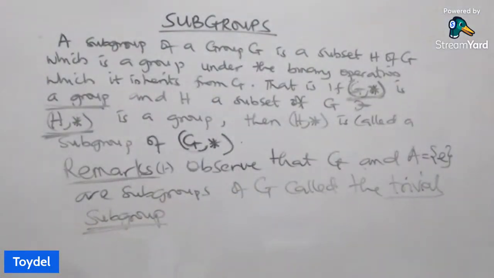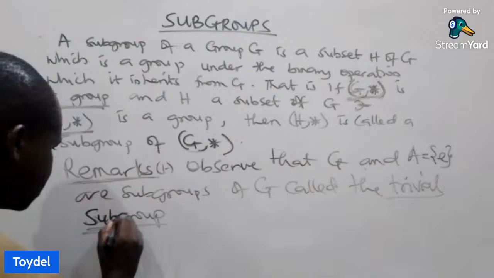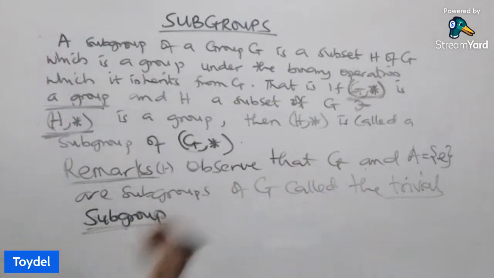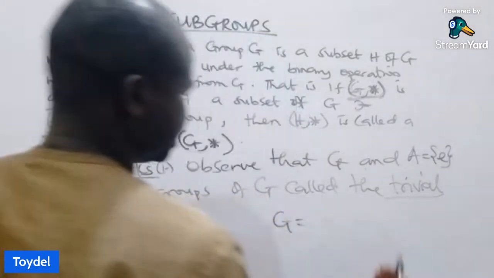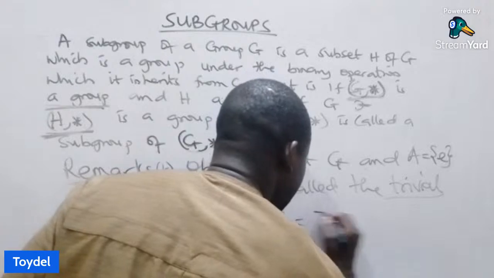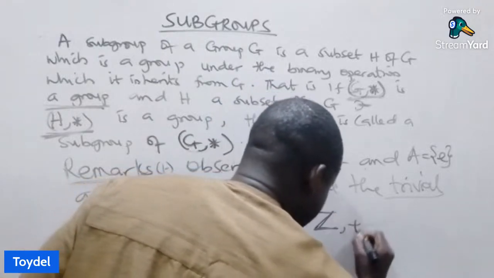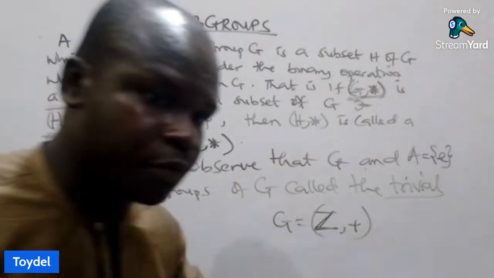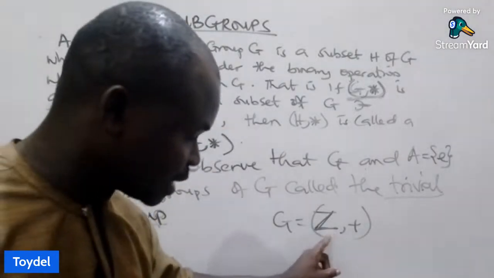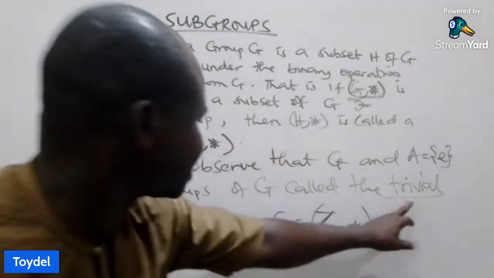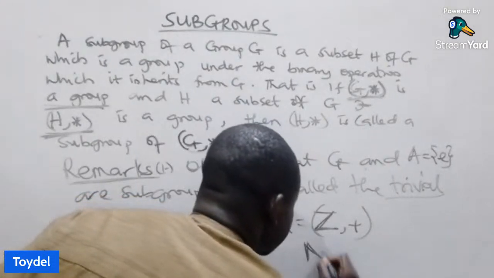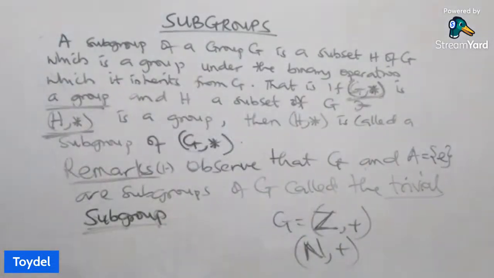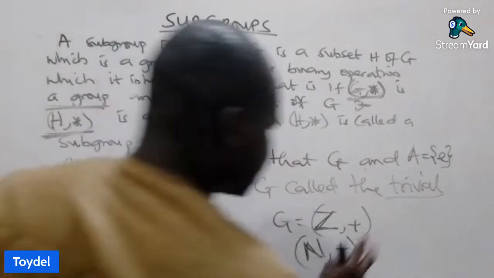Please note that if you are asked to define a trivial subgroup, this is what you say. Let me just give an example. Let's say G is the integers under addition. You know the integers under addition is a group because all the four properties that you check for in a group are satisfied. So what are the trivial subgroups of the integers? Of course, the natural numbers under addition can be a proper subgroup.